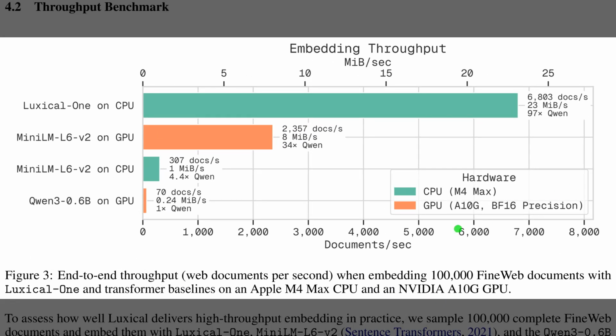Well, Figure 3 moves from training to raw speed, showing end-to-end embedding throughput on different hardware. The main bar chart compares documents per second for Luxical 1 on a CPU against MiniLM and Qwen baselines. Luxical 1 on a single Apple M4 Max CPU reaches about 6,800 documents per second, roughly 23 MB per second, which is about 97 times the Qwen GPU baseline. MiniLM on a GPU hits about 2,400 documents per second, while its CPU version and the Qwen GPU model lag far behind. The legend on the right highlights that Luxical's numbers come purely from CPU execution without any GPU help.